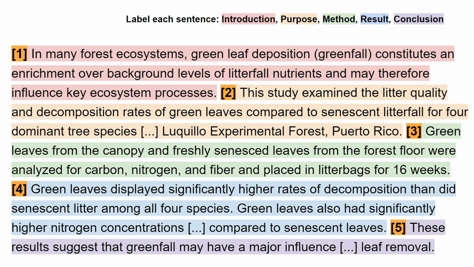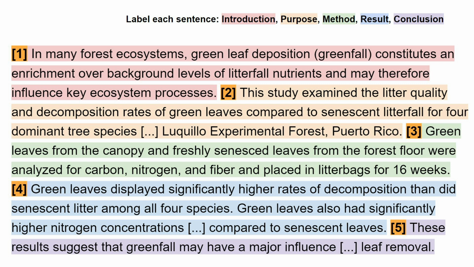Here is the abstract with all of its parts labeled. Sentence 1 is the introduction. It introduces the topic of the paper, which is to discuss leaf deposition and its influences over key ecosystem processes. Sentence 2 is the purpose. It explains what the study is observing and where it is taking place.